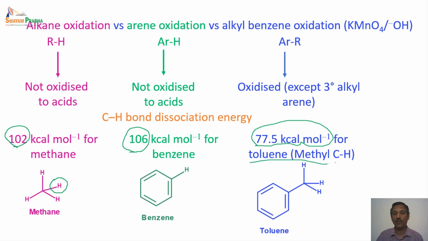So the toluene methyl group, especially, we have taken the example of toluene methyl here. This CH bond can be broken in the initial step for the benzylic oxidation. So that is the reason alkyl benzenes can undergo oxidation under slightly basic KMnO4 conditions.